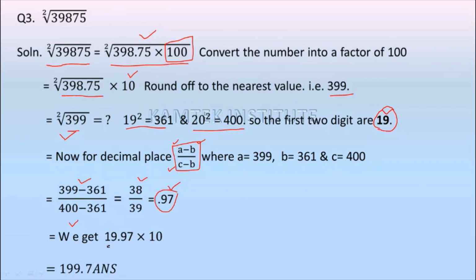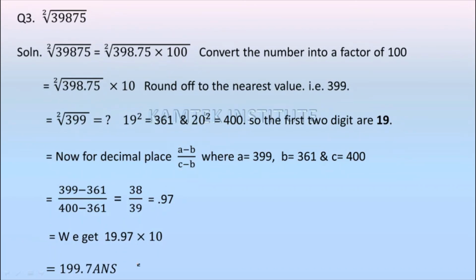Now we need to add this 0.97 to the number 19, so we get 19.97. But you remember we had to multiply this by 10. So 19.97 multiplied by 10, we get 199.7, and that is the answer to this question. I'm sure you all have understood it. You need to practice, and even if you need to, rewatch this video once again, and you'll be very clear with the concepts. It's very simple, and if you practice, maybe within 30 to 40 seconds you'll be able to do these sums.